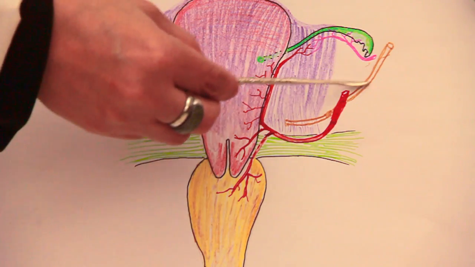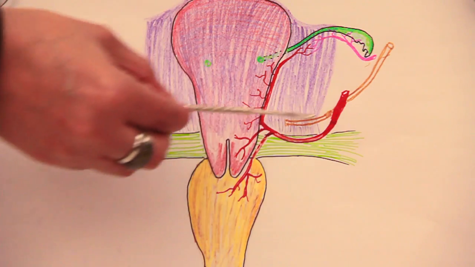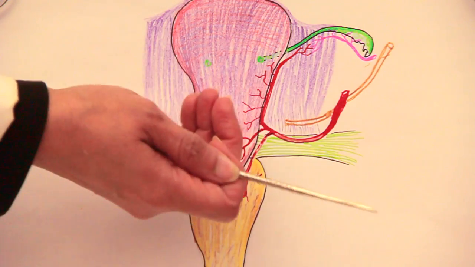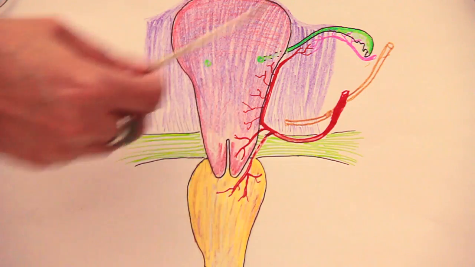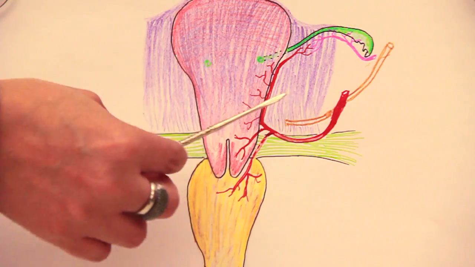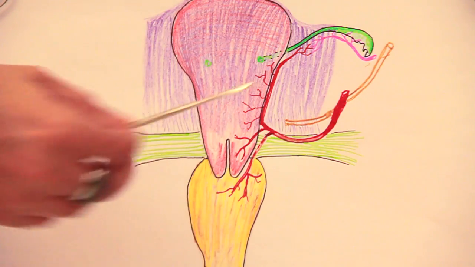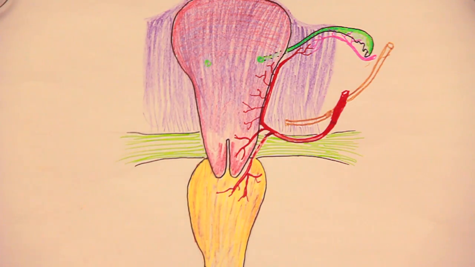Here is a tubular structure, the ureter. You know that in front of the uterus is the urinary bladder, and at the back of the bladder the two ureters are coming and opening, and they are closely related to the uterine artery.